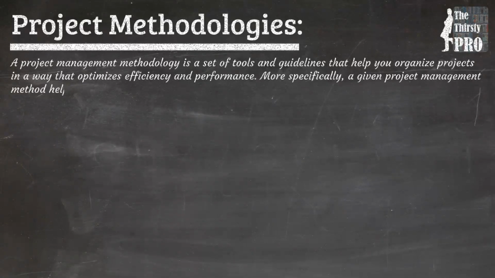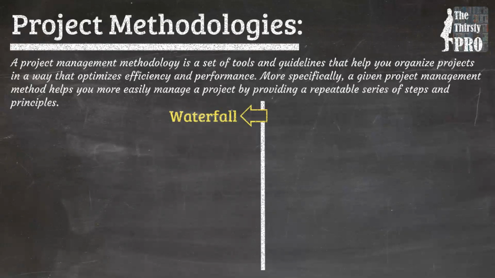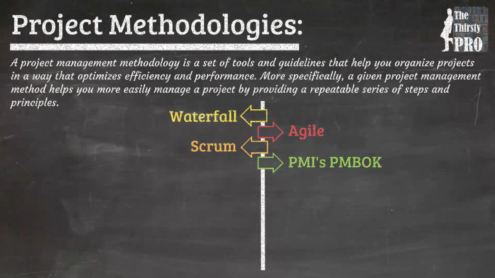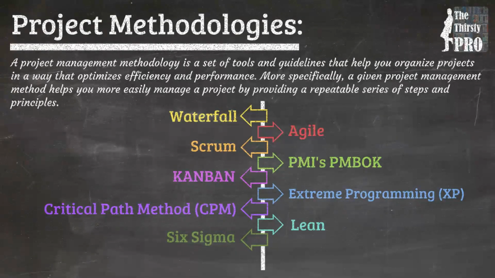More specifically, a given project management method helps you more easily manage a project by providing a repeatable series of steps and principles. In this lecture, we will be discussing some popular methodologies used in project management. These are Waterfall, also known as traditional methodology, Agile, Scrum, PMI PMBOK, Kanban, Extreme Programming, Critical Path Method, Lean, Six Sigma, and Prince 2. Let's see them in detail one by one.